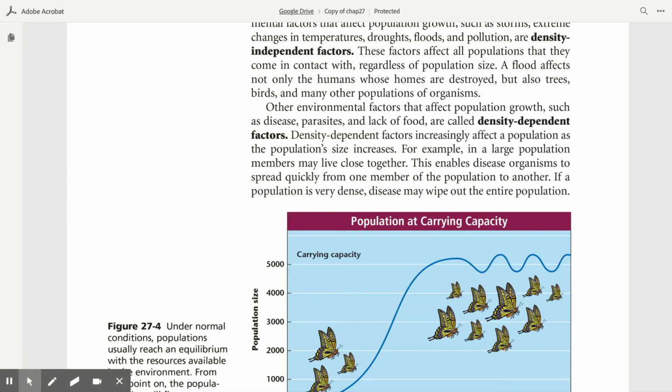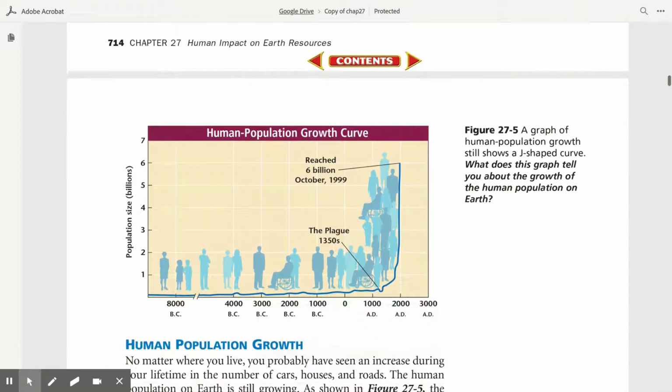Other environmental factors that affect population growth, such as disease, parasites, and lack of food, are called density-dependent factors. Density-dependent factors increasingly affect a population as the population size increases. For example, in a large population, members may live close together. This enables disease organisms to spread quickly from one member of the population to another. If a population is very dense, disease may wipe out the entire population.